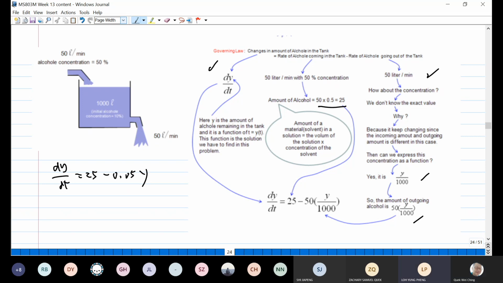Oh, okay. Thank you. Yes. Okay. So eventually, this equation becomes like this: dy dt plus 0.05 y equals 25.